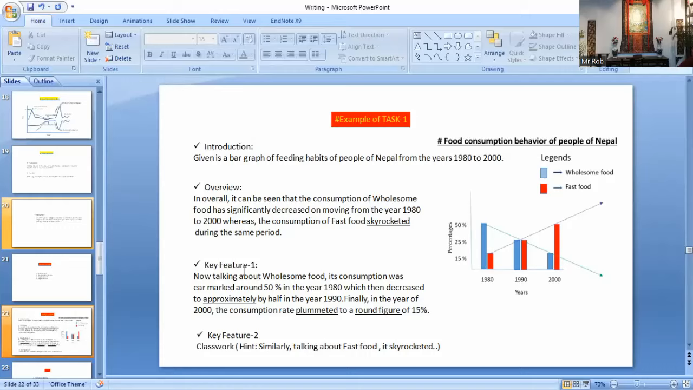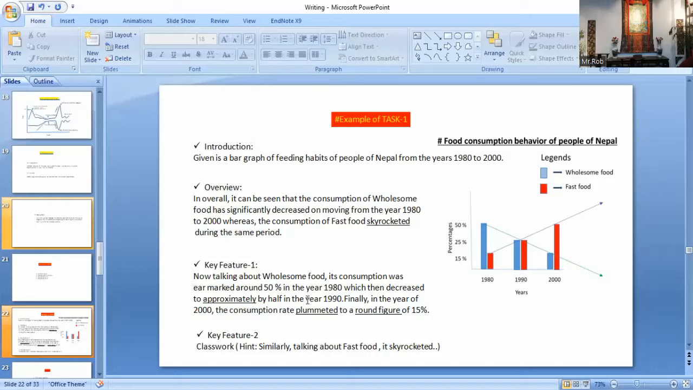And for the key feature one paragraph, we will write, now talking about wholesome food. Now we will discuss this matter one by one. Remember, in the overview paragraph, you should not write any percentages or any numbers, except the dates. Okay? So key feature one will be something like this.